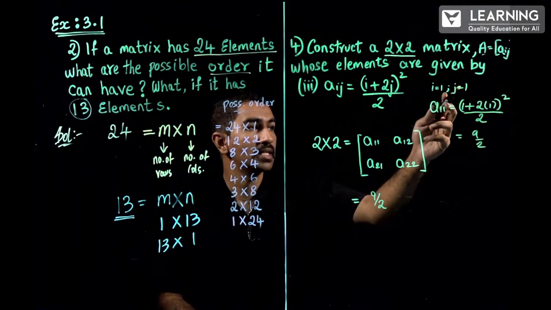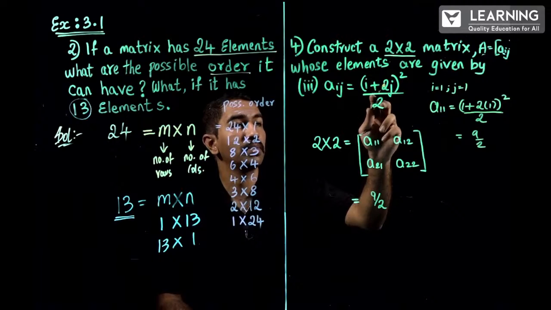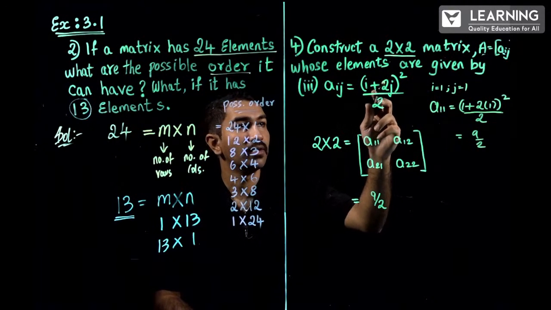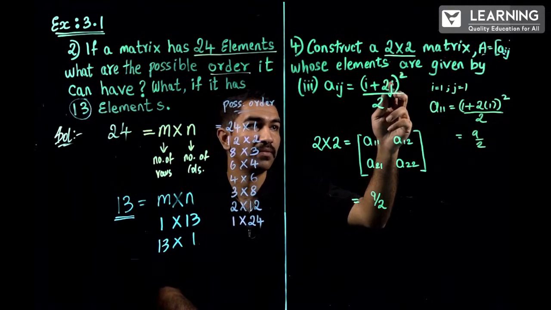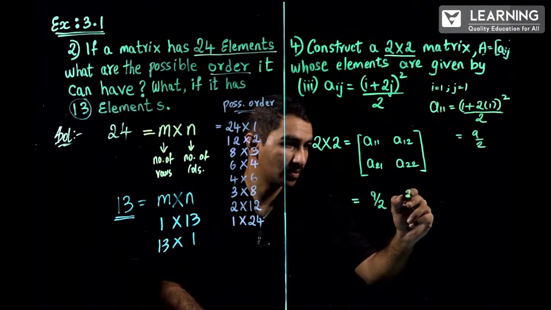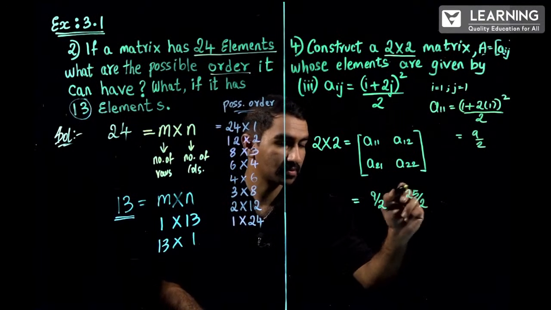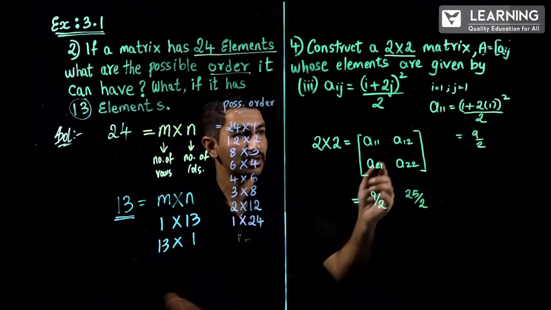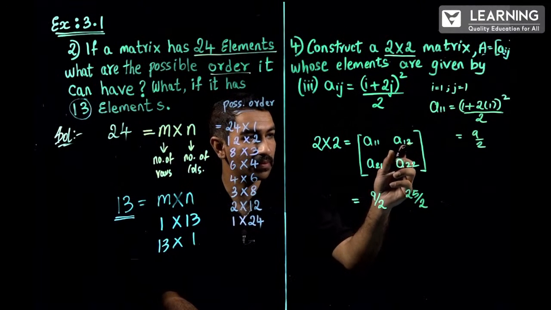I is equal to 1, j is equal to 2. So (1 plus 2) into 2, that will become 4. 4 plus 1 is 5. 5 square is 25, so 25 by 2. So here we'll write 25 by 2. Understanding? So in the place of i we are putting 1, in the place of j we are putting 2.